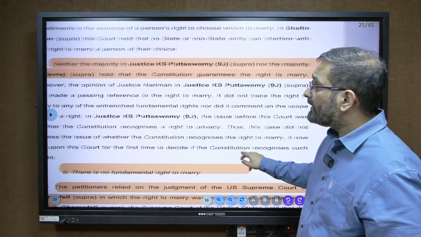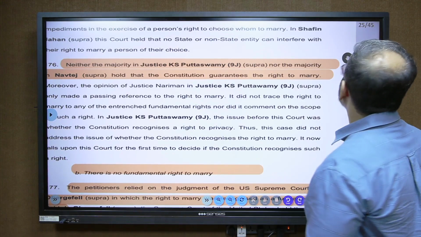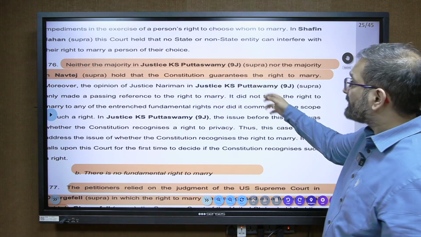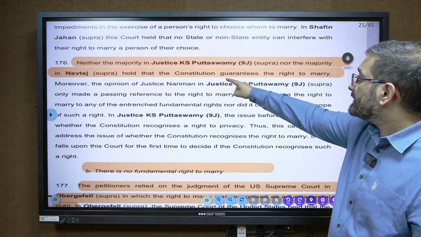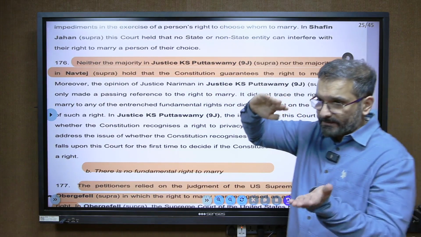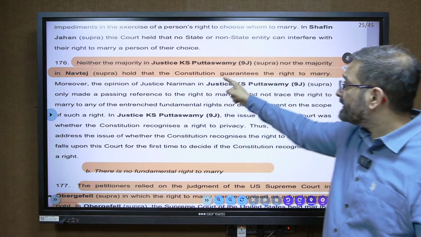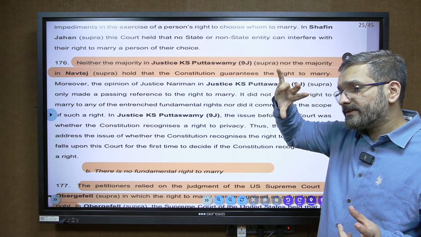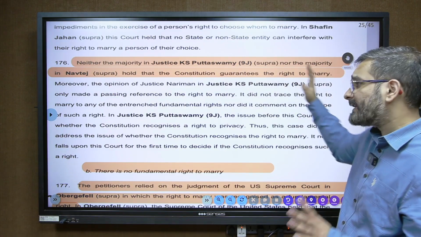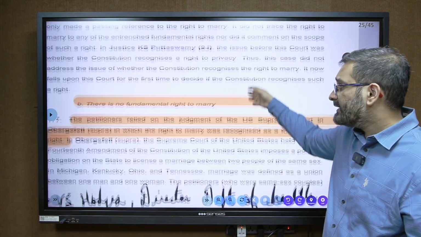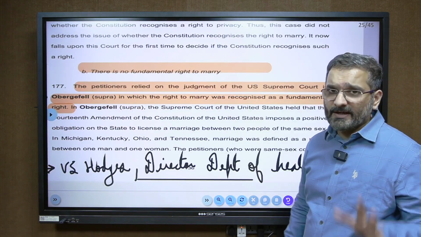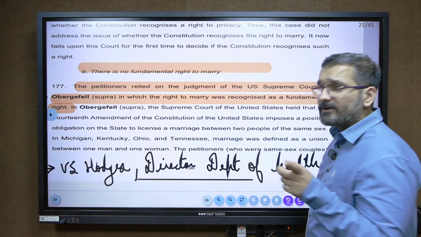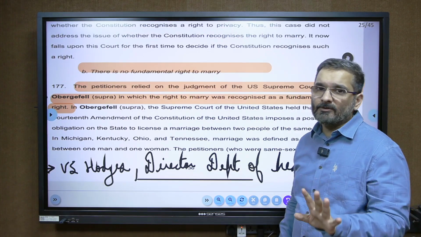Alright, now more fun facts. Delhi is still a little far, okay. Neither the majority in Justice K.S. Puttaswamy nor the majority in Navtej held that the Constitution guarantees the right to marry. That was the petitioners' argument, that these two cases held so. So CJI has expressly rejected that argument, and then he goes on to state very clearly that there is no fundamental right to marry.